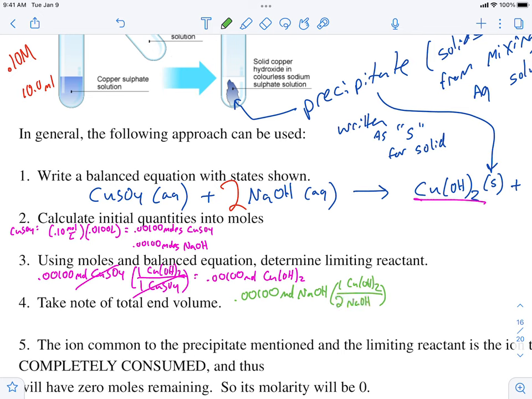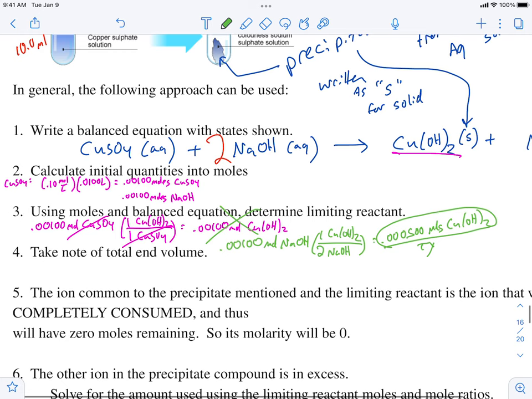And this is important because look what happens here. The mole ratio from copper hydroxide to sodium hydroxide is 1 to 2. So that means 0.0005 moles of Cu(OH)2 are expected here. Between these two yields of my product, this is the lower amount, this is the theoretical yield, and the other number is irrelevant. Therefore the limiting reactant is sodium hydroxide.